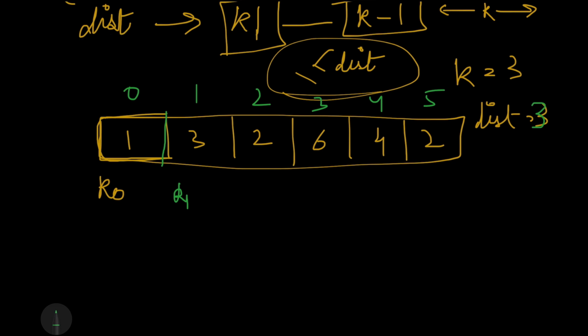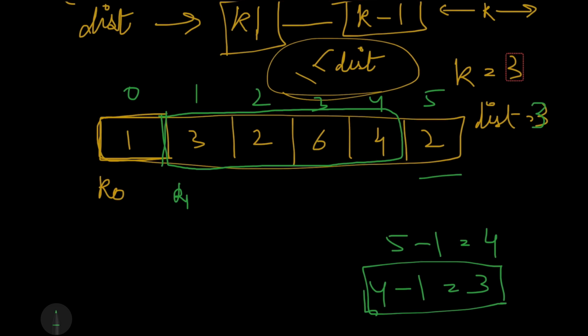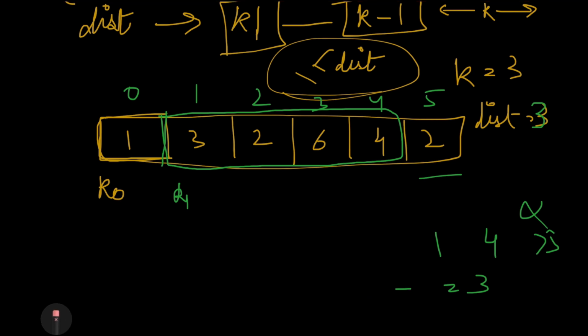So our second subarray can start from here and it can go till here, because 4 minus 1 equals 3, so it should be equal to or less than 3. But if we had taken this one also, then it would be 5 minus 1, which is equal to 4, which is obviously greater than our distance. So we will not consider it. So this is simple.